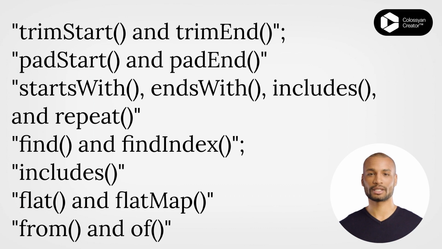Find the first element that matches a condition. includes: check if an array contains a specific value. flat and flatMap: flatten nested arrays for easier manipulation. from and of: create arrays from iterables or individual values effortlessly.